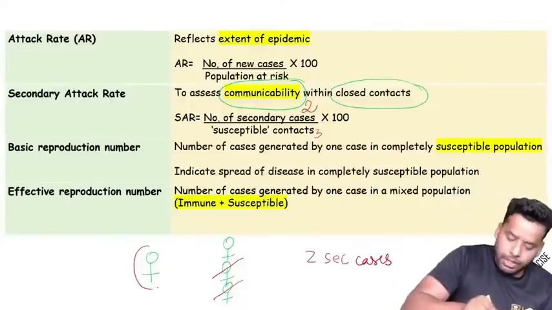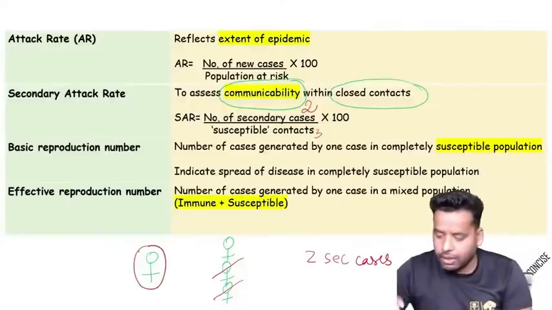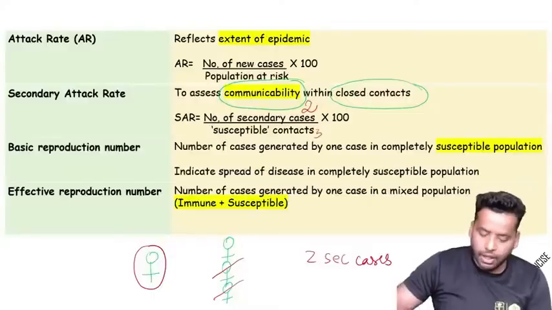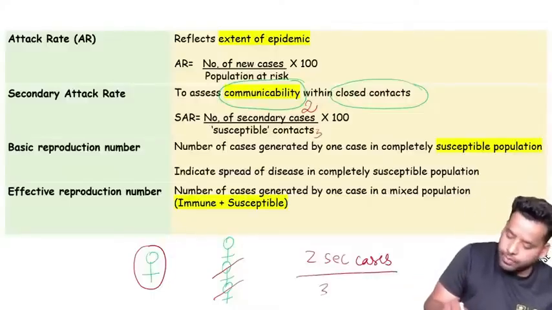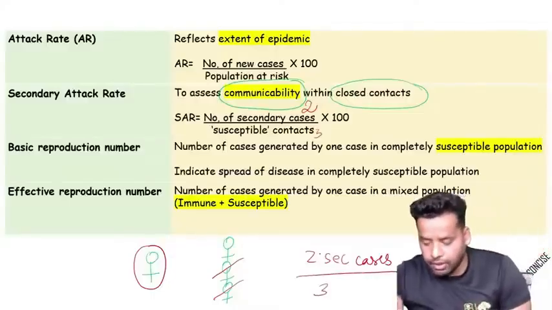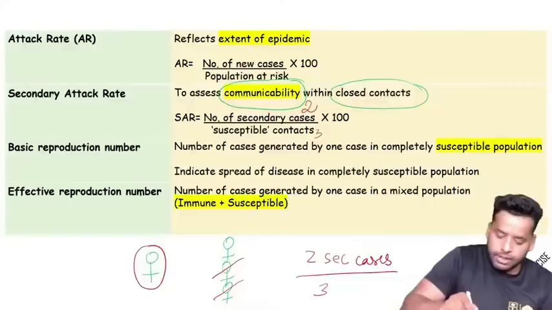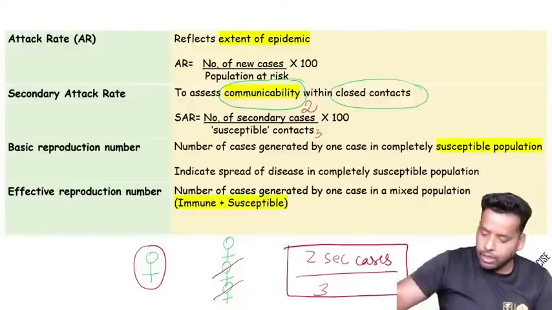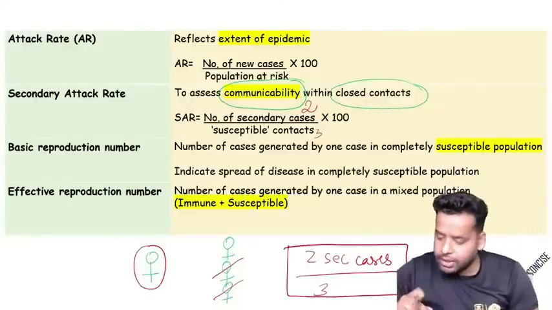This is the primary case which happened in the family. Whatever happened later are secondary cases. Out of 3 susceptibles, 2 secondary cases developed. Secondary attack rate is 66%.